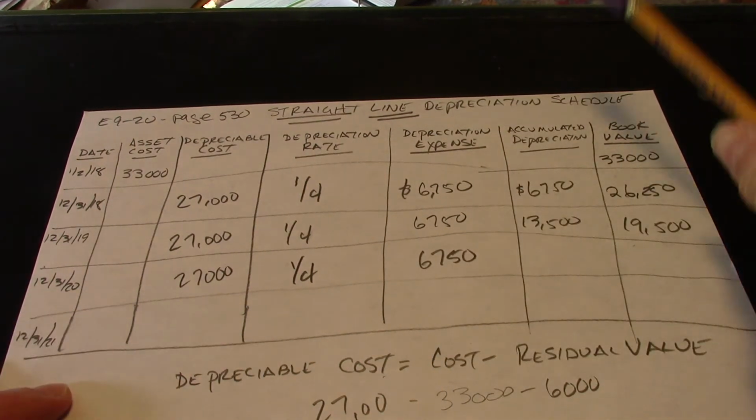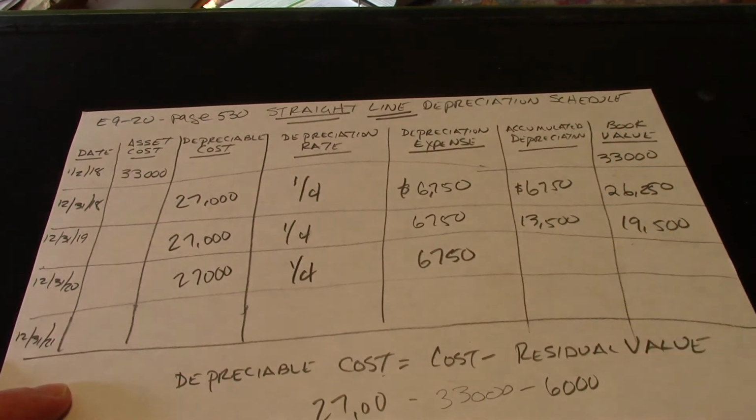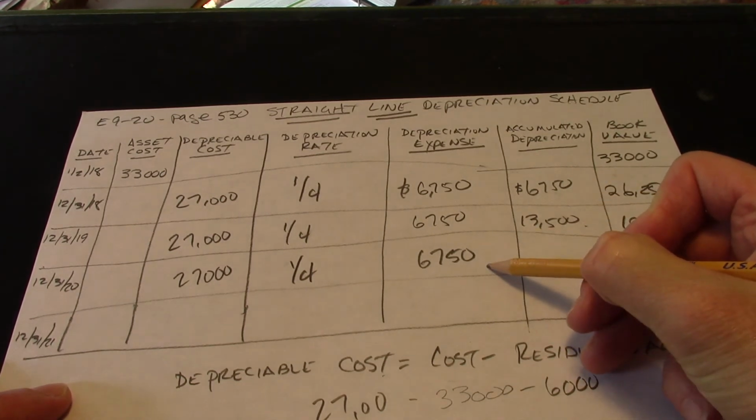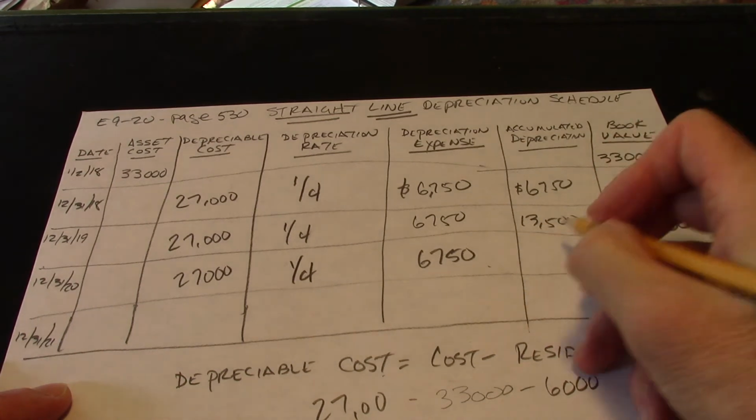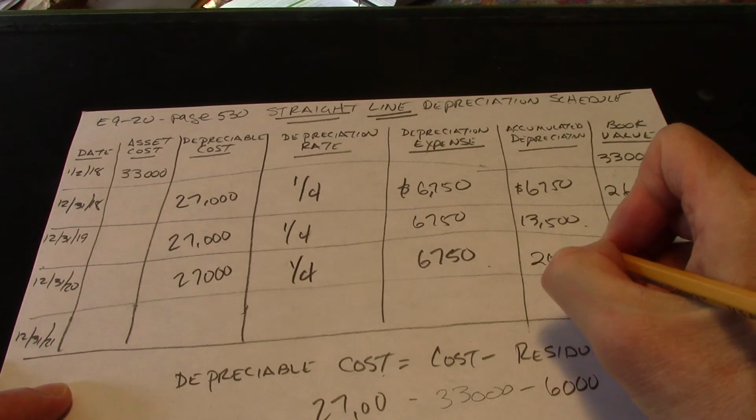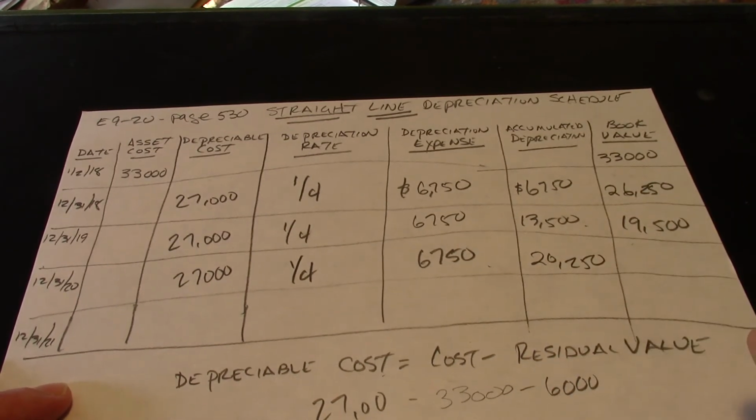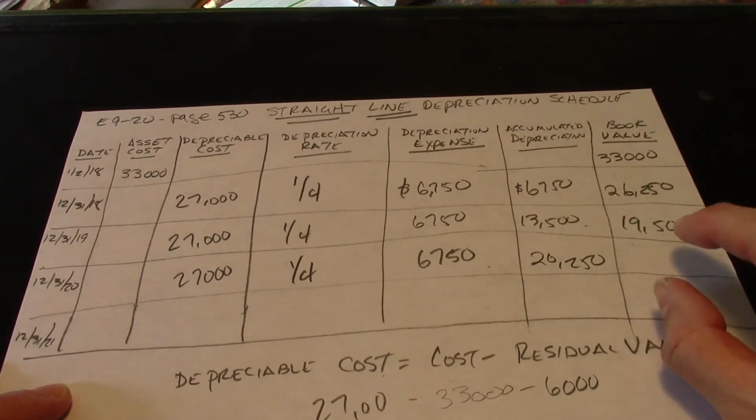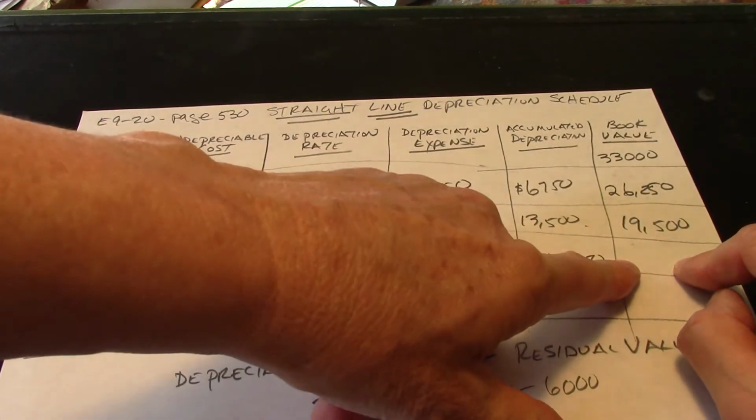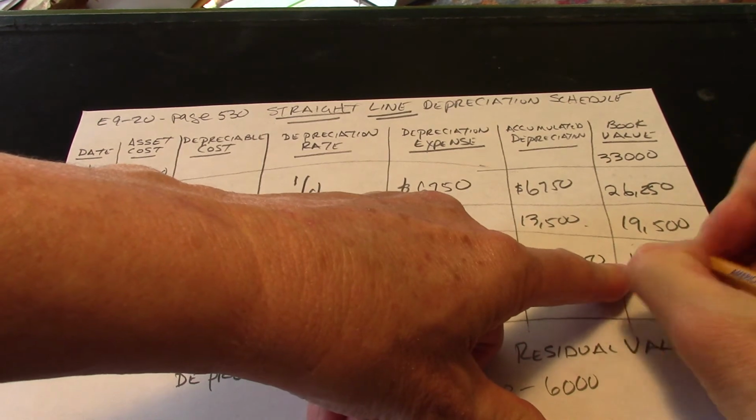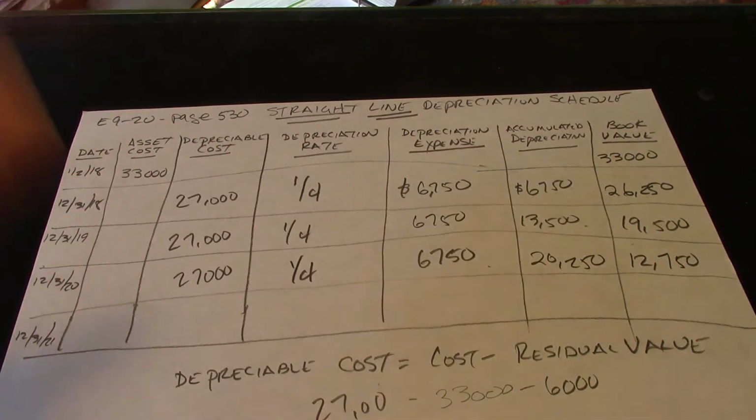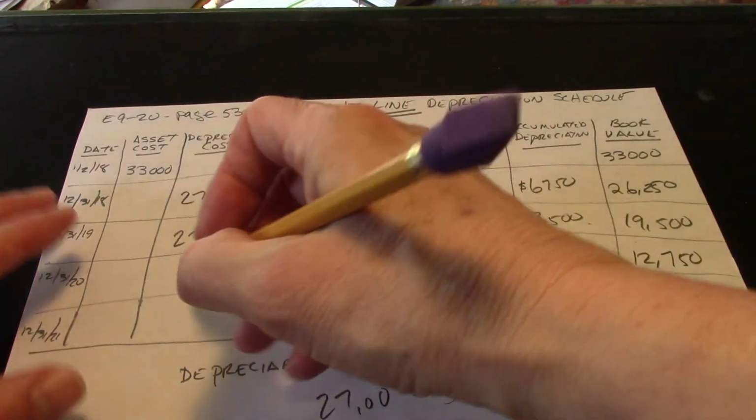Next year we still have the same depreciable cost, not changing our rate, so that means our depreciation expense is the same, so what changes is accumulated depreciation. Old accumulated depreciation plus my depreciation expense for the year equals my new accumulated depreciation of 20,250. Book value is always asset cost minus accumulated depreciation, so that's 12,750.